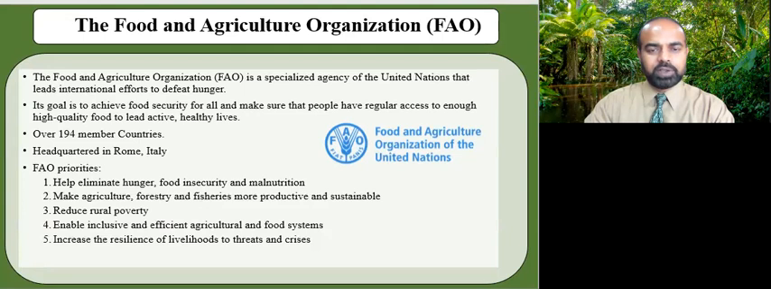It is headquartered in Rome, Italy, and it has outlined the following 5 priorities to fight against hunger. 1, help eliminate hunger, food insecurity and malnutrition. 2, make agriculture, forestry, and fisheries more productive and sustainable. 3, reduce rural poverty. 4, ensure inclusive and efficient agricultural and food systems. And 5, increase the resilience of livelihoods to threats and crises.